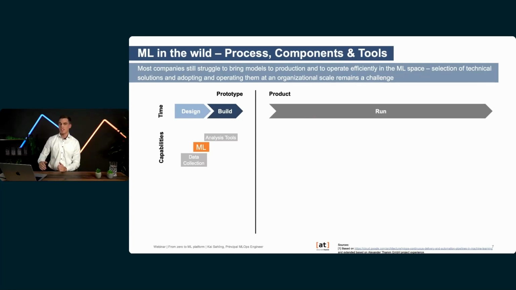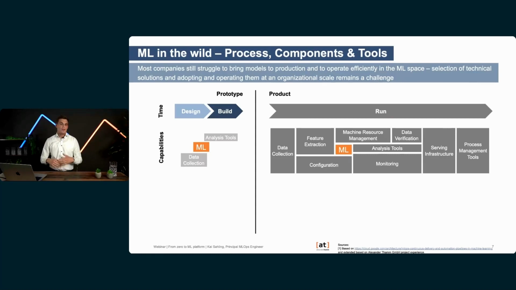However, now we want to make that step to the product. The machine learning model is no more the focus of your work. You have to add all these capabilities to make it a product. Sure, the machine learning model is still the core of your product. Without the model, the product doesn't work. But at the same time, without all the other capabilities, the product itself also doesn't work.